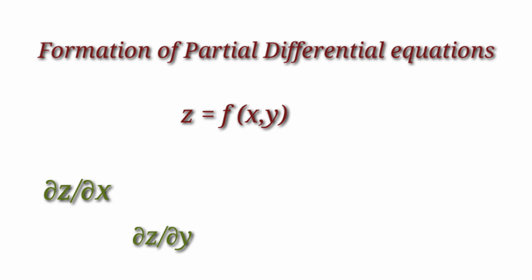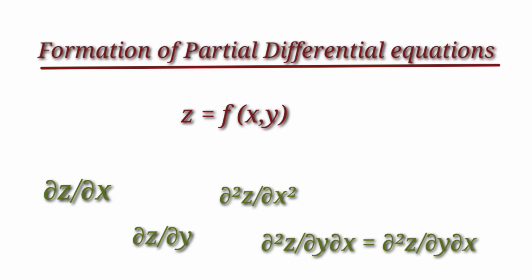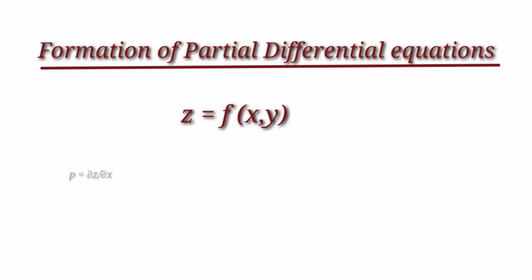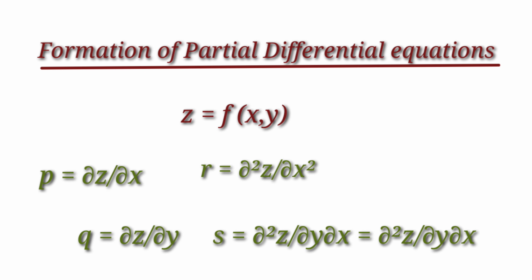Also, the second order partial derivatives are dou square z by dou x square, dou square z by dou y dou x. Also, you have to notice that this is also equal to dou square z by dou x dou y. Also, we have dou square z by dou y square. We adopt the notations P equal to dou z by dou x, Q equal to dou z by dou y, R equal to dou square z by dou x square, S equal to dou square z by dou y dou x. It's also same as dou square z by dou x dou y. T equal to dou square z by dou y square.